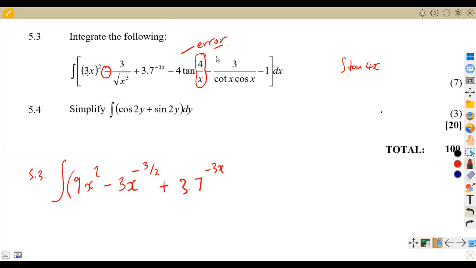Here we said we can't integrate this, so you're going to move on to this one: minus 3 over cot x cos of x. If you are to check here, 1 over cot gives us tan, and 1 over cos is sec. So this is going to be 3 tan of x sec of x. So this we can simplify. Then we've got a negative 1 like that, with respect to x. So that's what you're going to have at the end.